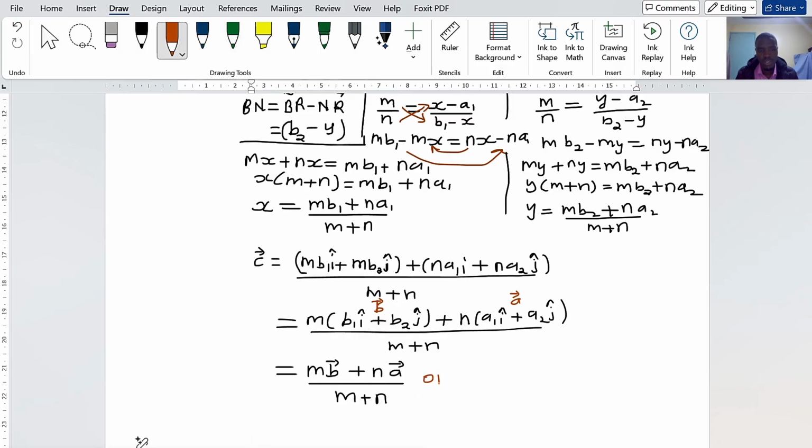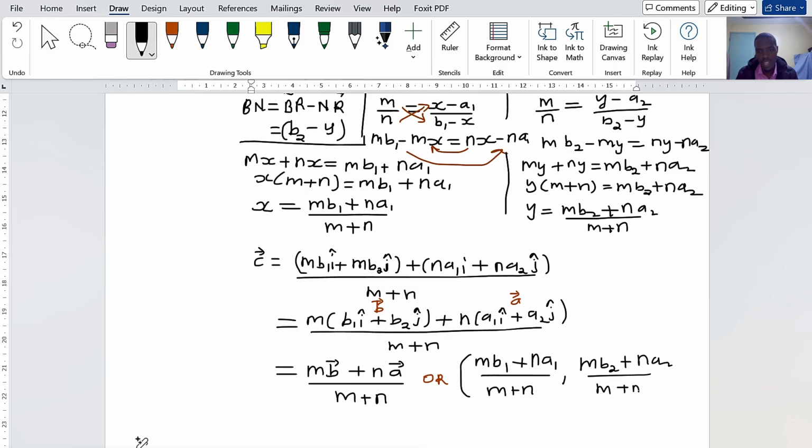Or the more complicated one, in component form, we can have what we had up: m b1 plus n a1, all divided by m plus n, comma, then m b2 plus n a2 divided by m plus n. So these are the coordinates of x and y. Good. So we can get this, or we can use this.